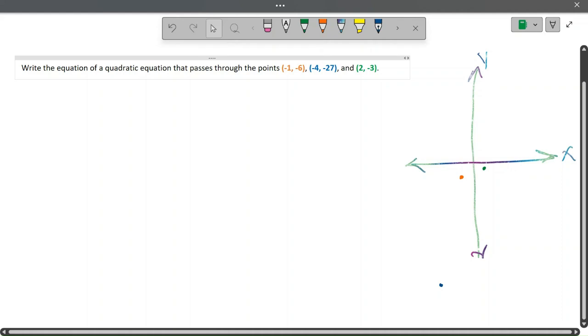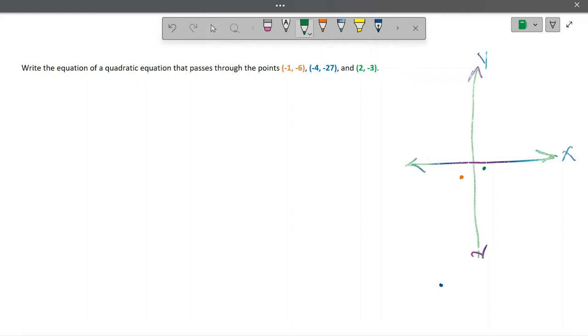It's your friendly math tutor, Miss C, here to write the equation of a quadratic equation that passes through these 3 points. You might be thinking, why do I need 3 points? Well, the general rule when you're writing the equation of any sort of function is that you need one more point than the degree of the function.